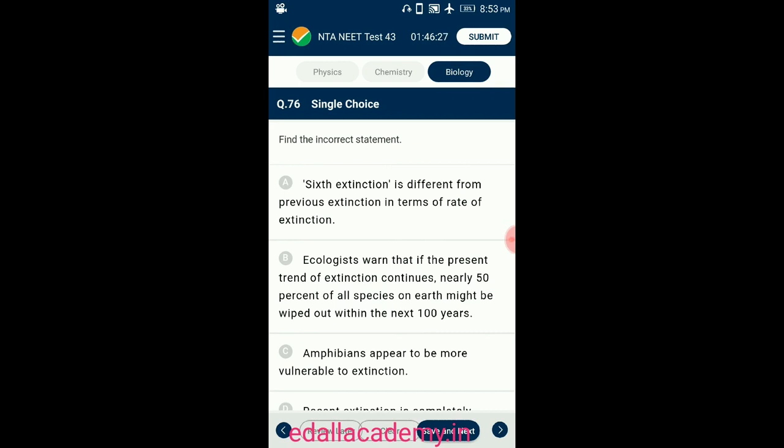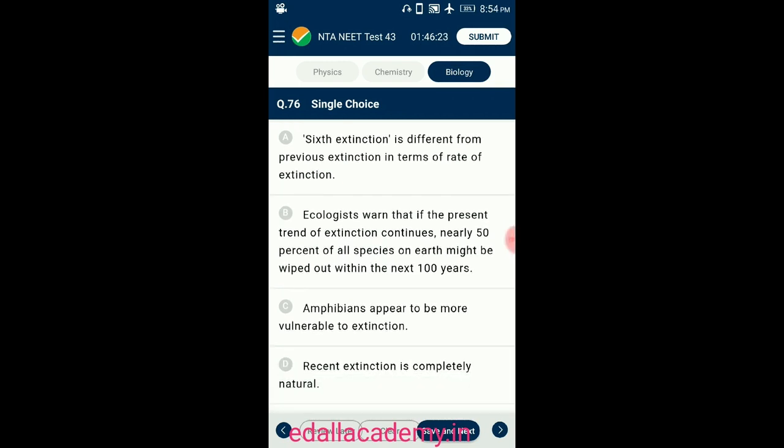Question number 76. Find the incorrect statement. During the long period since the origin and diversification of life on Earth, there were 5 episodes of mass extinction of species. The current species extinction rates are estimated to be 100 to 1000 times faster than those in prehistoric times. So the answer for this question is option D. Recent extinction is completely natural.